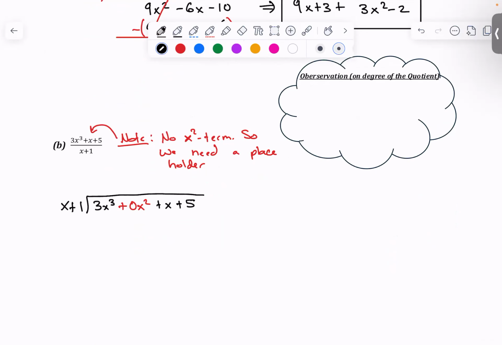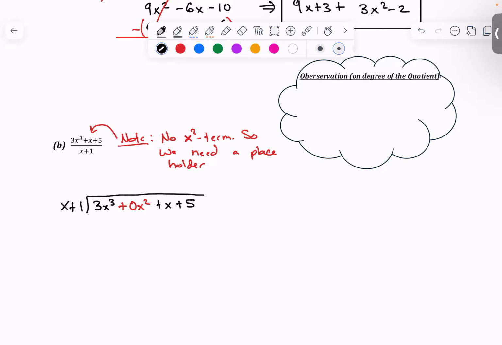And I have a very good way to justify this to you. If this seems weird, why do I have to put plus 0x squared? Short answer is you don't, technically. However, I can tell you from experience that you will get it wrong 99% of the time if you don't.